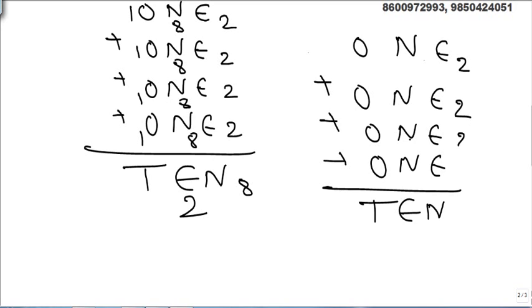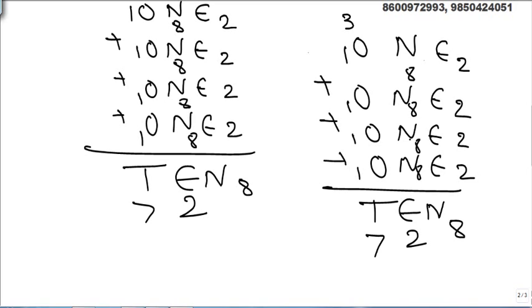Let's try E as 2. 2, 2, 2, 2. We get 8. If N is 8, 8, 8, 8, 8, 32, 2. Carry forward is 3, 1, 1, 1, 1. We get 7. So simply we have got O as 1, N as 8, and E as 2.